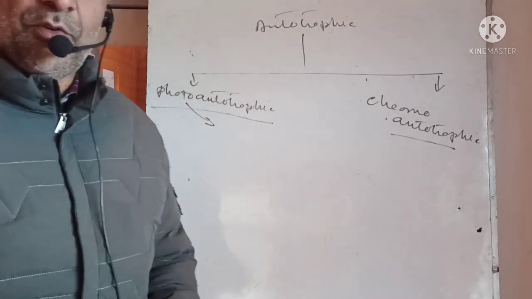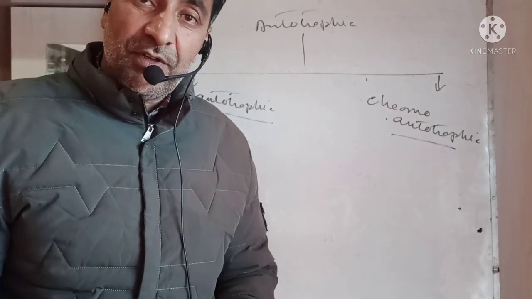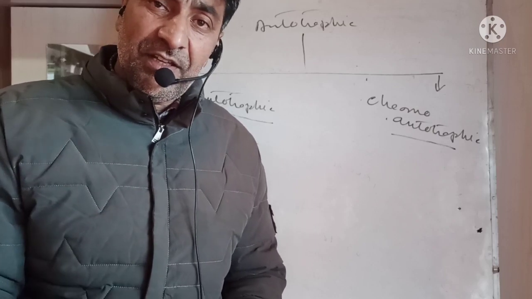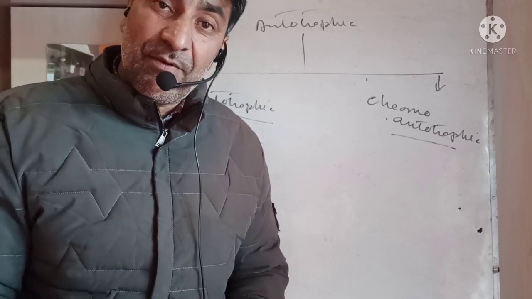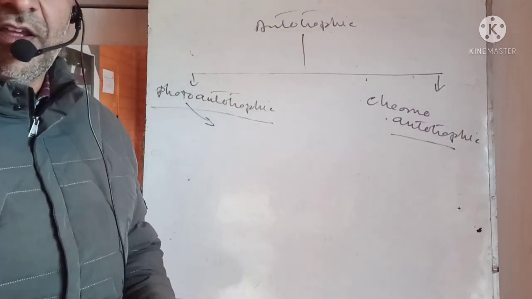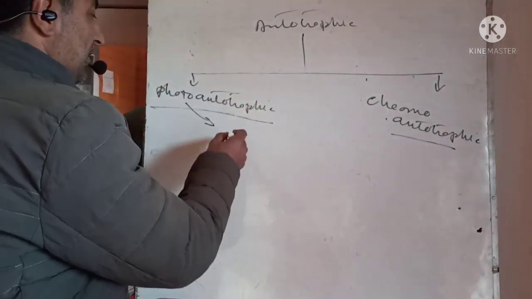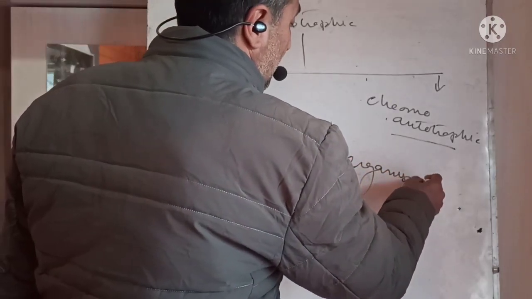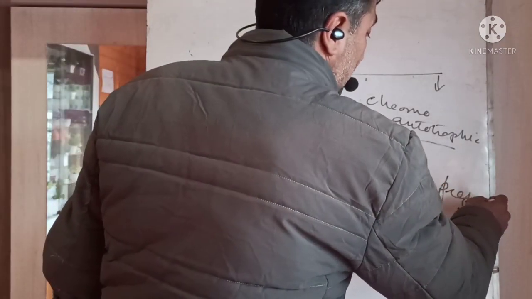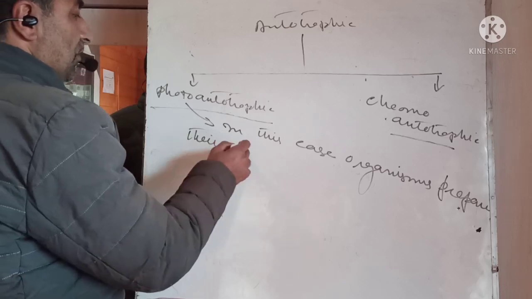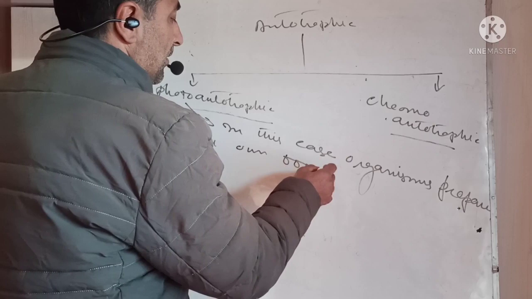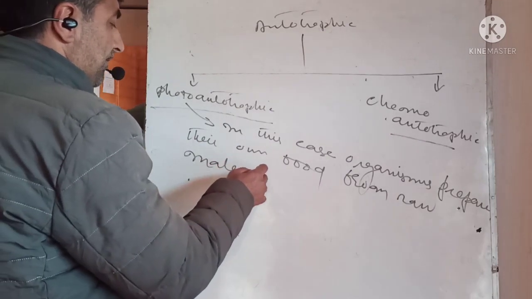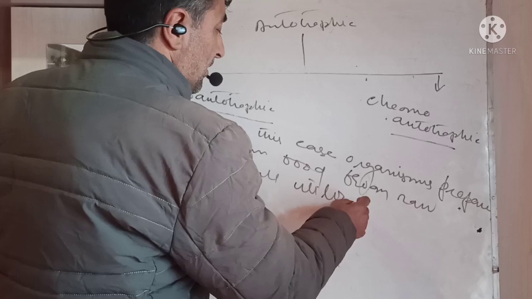Shabash, what does this mean? Photoautotrophic: the organisms also prepare their own food themselves from the raw materials, utilizing energy that is derived from sunlight. That is why this type of nutrition is called photoautotrophic nutrition. In this case, organisms prepare their own food from raw materials utilizing energy.